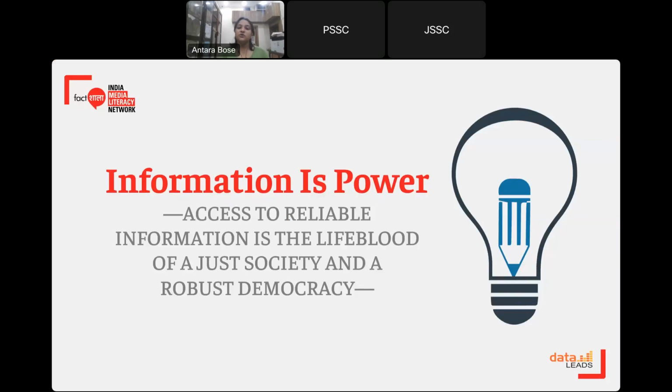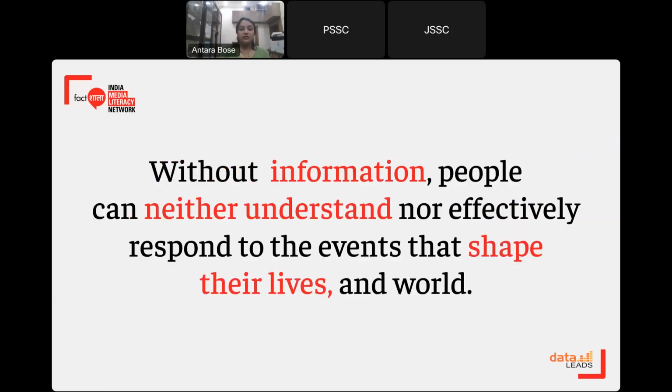So these kinds of images are very, very common. We are talking about information literacy, and of course, information is a huge weapon today. So what does information do? Access to reliable information is the lifeblood of a just society and a robust democracy. If you have access to good information, it empowers you and helps you build a robust democracy. Without information, people can neither understand nor effectively respond to the events that shape their lives and world.